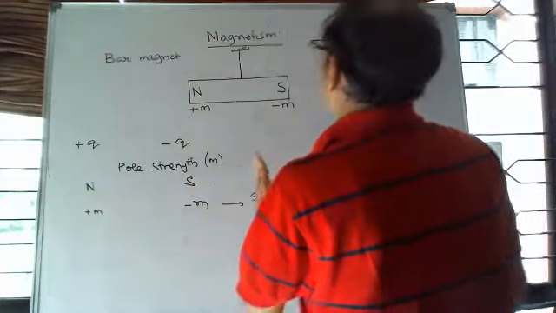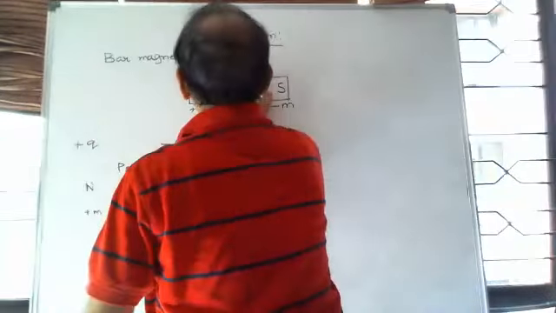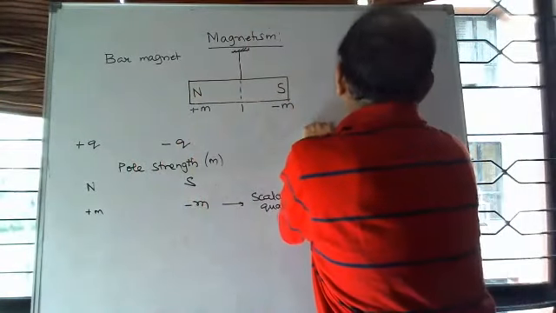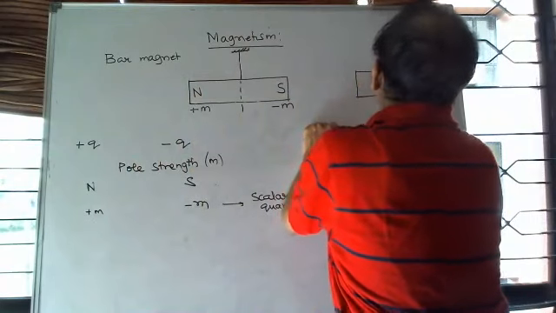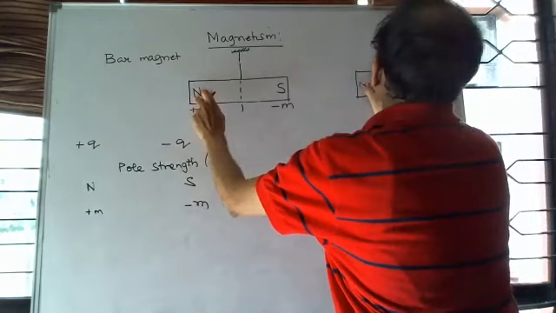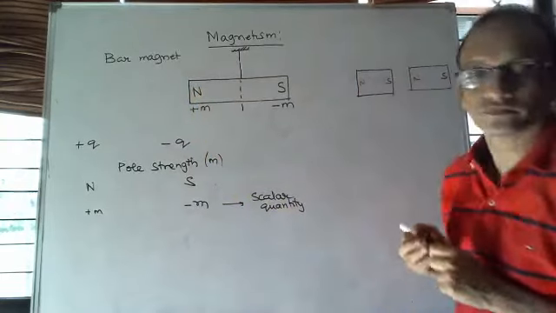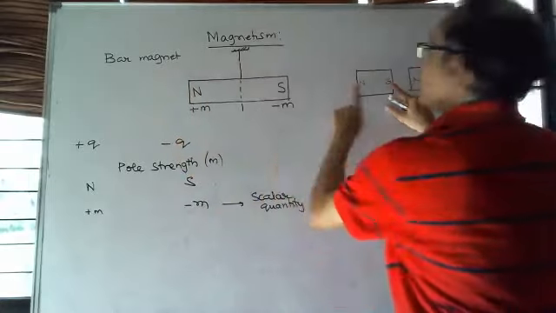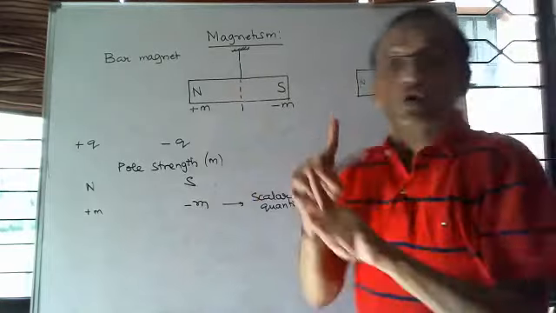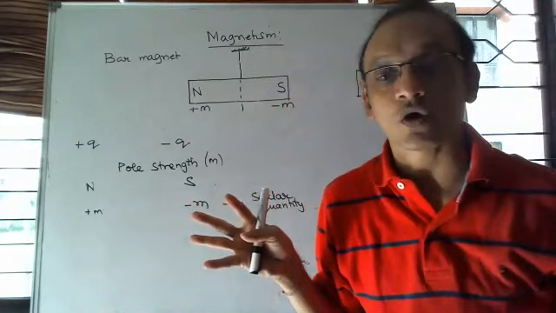Now, you might be tempted to believe, hey, if I cut this magnet into two, will I not get an isolated north pole and an isolated south pole? No. What you will get is this part and this part. This will remain north. This will remain south. This end will turn south and this end will turn north. So, you can't isolate poles.